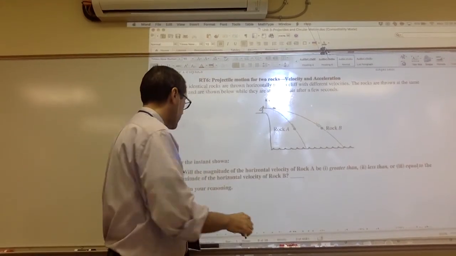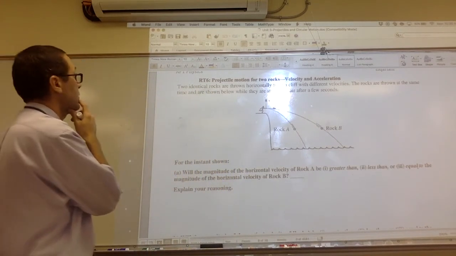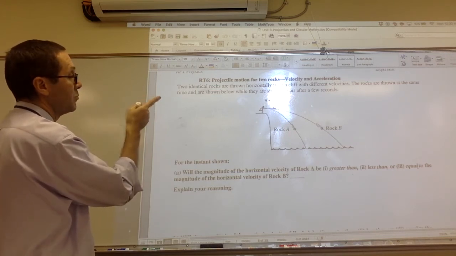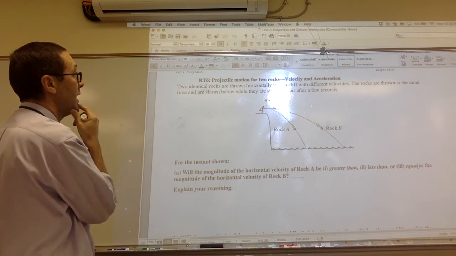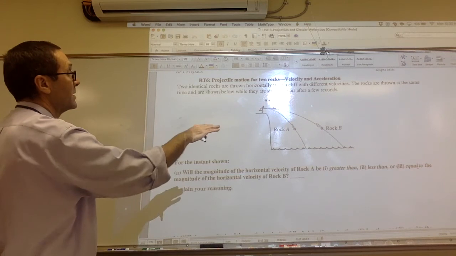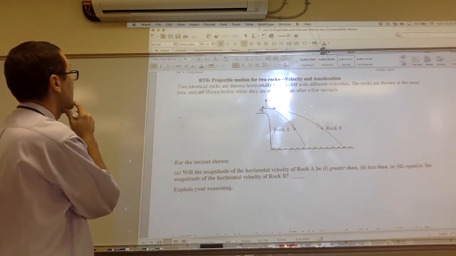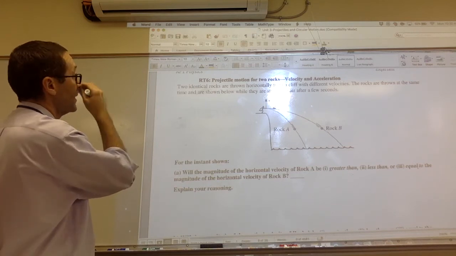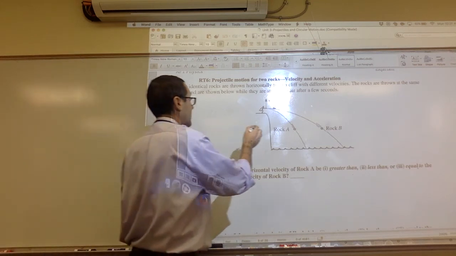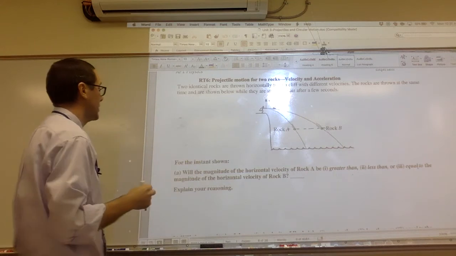All right, last page. Two identical rocks are thrown horizontally from a cliff with different velocities. Okay, so you can see that B had to be thrown with a higher velocity because its range, its horizontal distance, is bigger. The rocks are thrown at the same time and are shown below while they are still in the air after a few seconds. Okay, so now here you can see that they are at the same height. Okay, they drop the same distance in equal amounts of time.